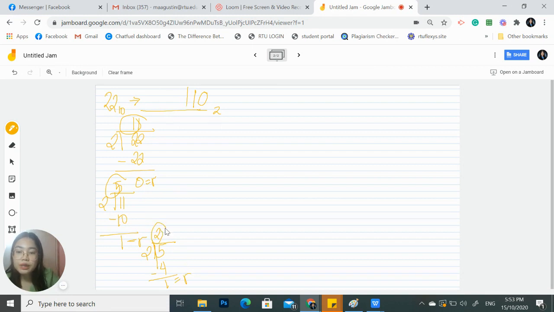We still have 2. Is it still divisible? Yes, it can still be divided, right? 2 divided by 2, definitely that will be 1. 1 times 2 is 2, that will be 0. Okay, so we still need to write the remainder at the top, and we still have 1 here, so that will be our most significant number.